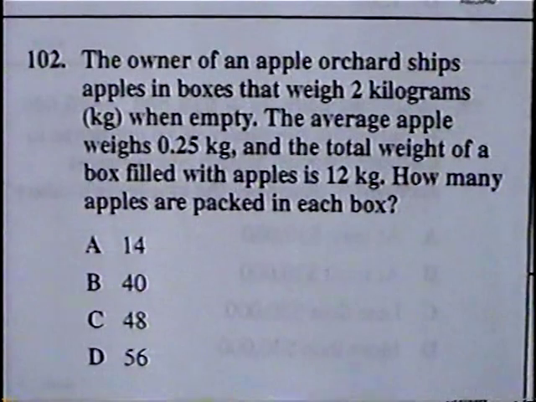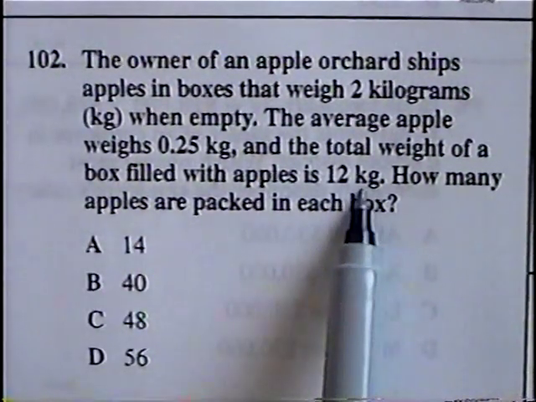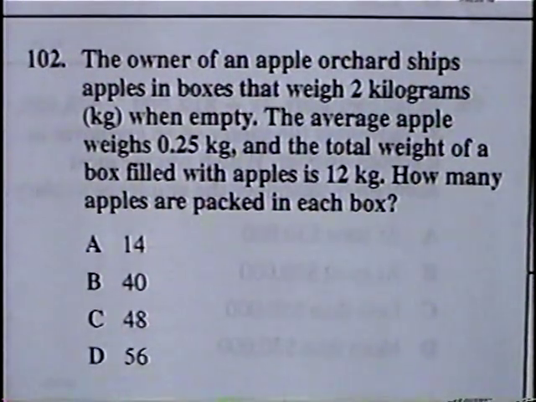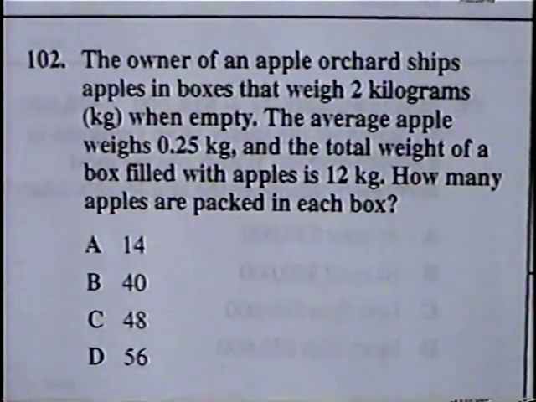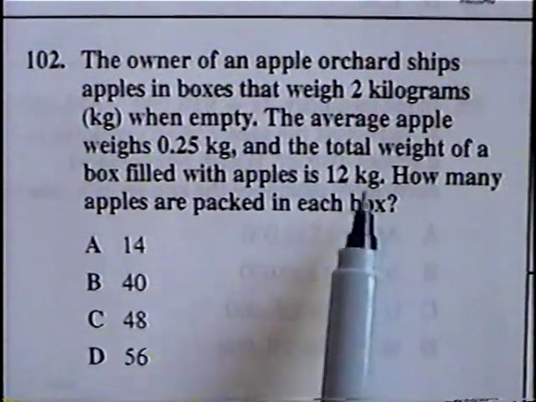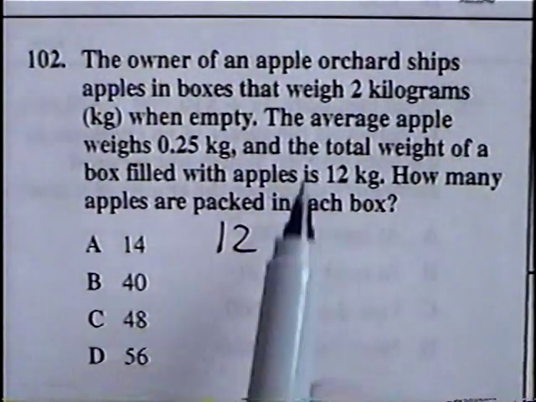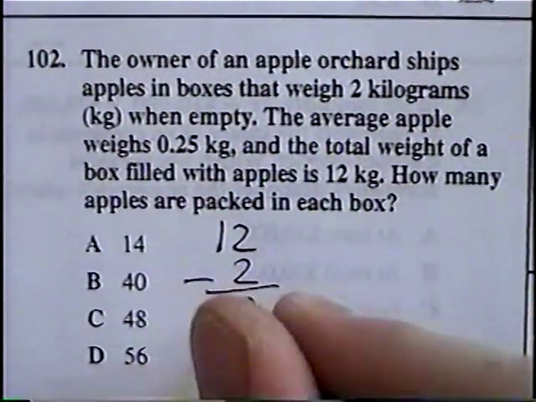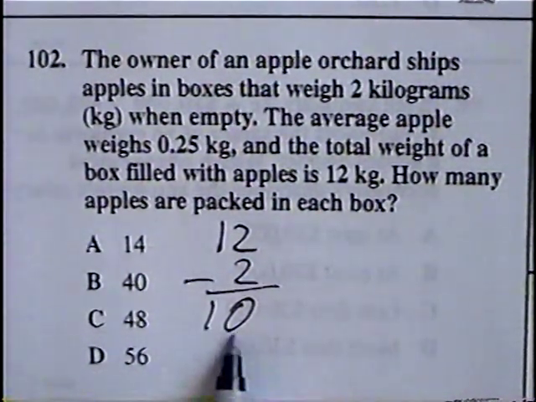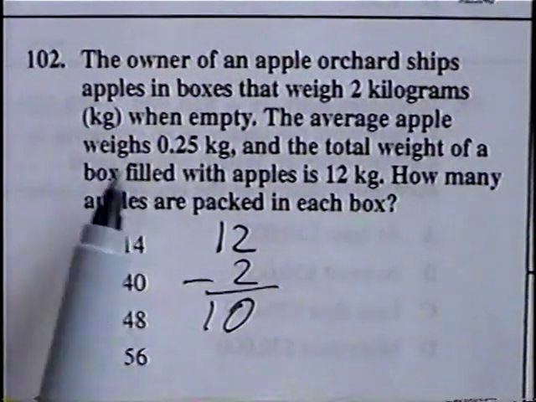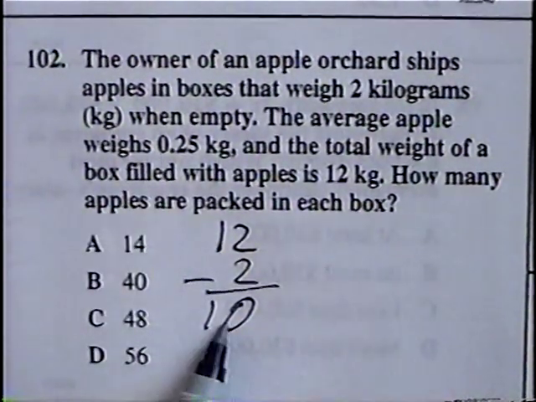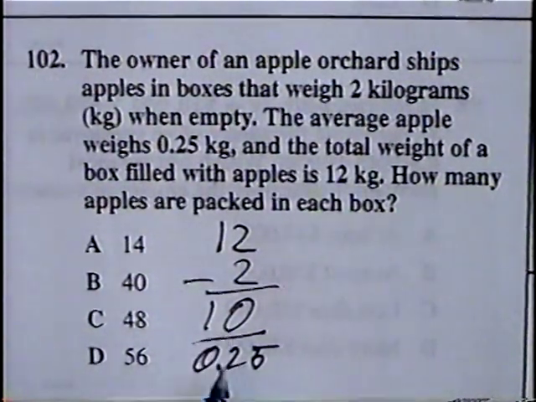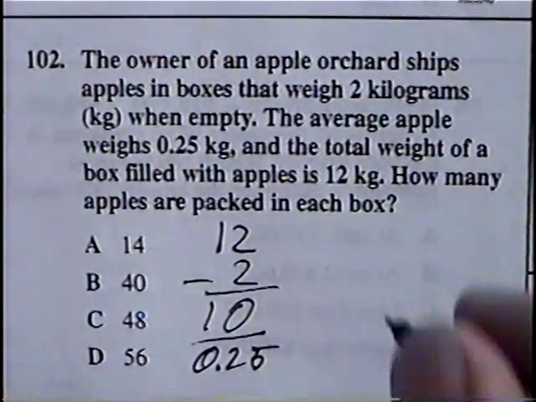For this question, we have a box filled with apples. The total weight is 12 kilograms. We want to figure out how many apples are in each box, or how much each apple weighs, and we can figure that out. If the total box is 12 kilograms, we can subtract off the weight of the box when it's empty. It would be 2 kilograms, which means we have 10 kilograms of apple weight, or 10 kilograms of apples. Each apple weighs 0.25 kilograms, so if we divide by 0.25, we can figure out how many apples that we have in the box.